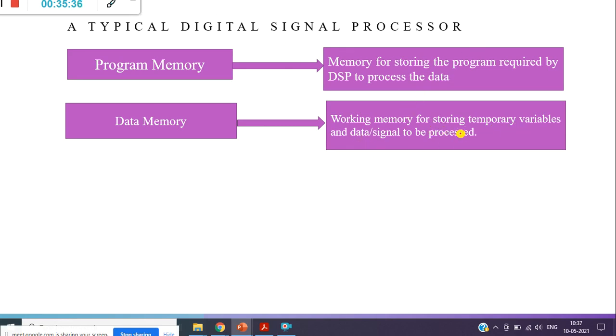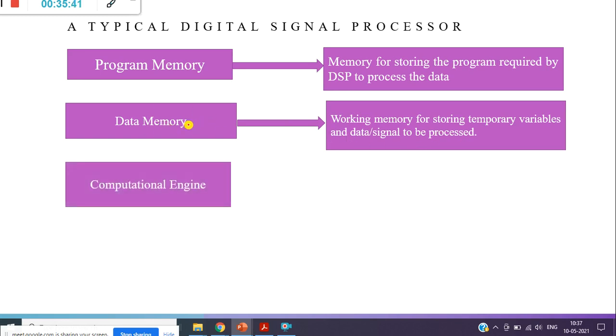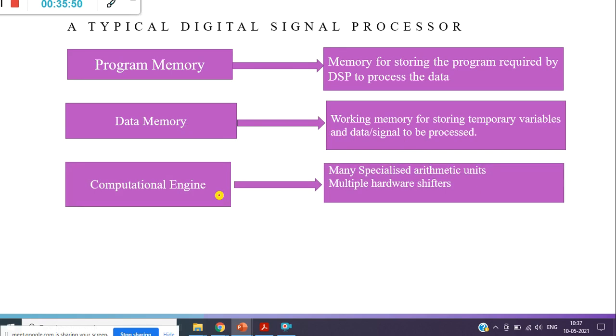Data memory is the working memory for storing temporary variables or data. We also have a computational engine which we usually call the arithmetic logic unit. And it is not only one unit. Apart from the ALU, there are specialized units called the MAC, multiply accumulate unit, and multiple hardware shifters. These are unique features compared to your microprocessor and microcontroller. In a microcontroller like the 8051, we didn't have a dedicated MAC unit, but a MAC unit is present in a DSP processor. That's a major difference, because there the computation was more of logical computations. Here the computations are more mathematical calculations in the case of a digital signal processor.